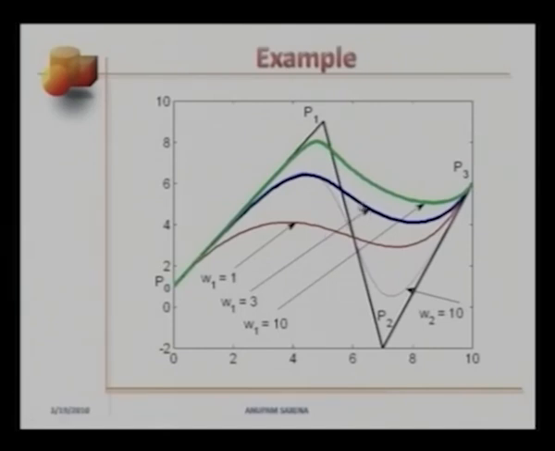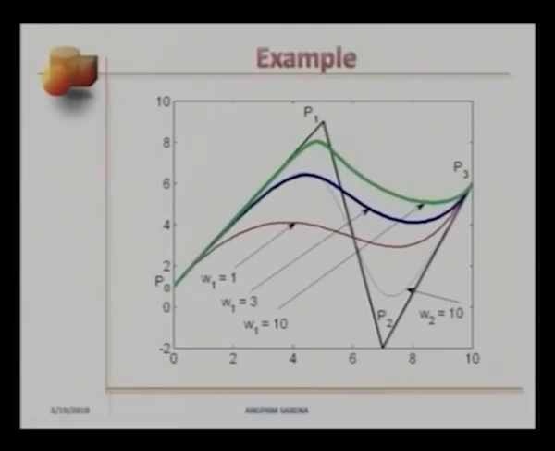Observe the change in shape. This region of the curve has moved towards this data point. In other words, if I had increased the weight associated with P1, point P1 has attracted the curve towards itself. Let's confirm this. If I increase the weight W1 from 3 to 10, I get this green rational curve. Notice what has happened. P1 has significantly attracted the curve towards it.